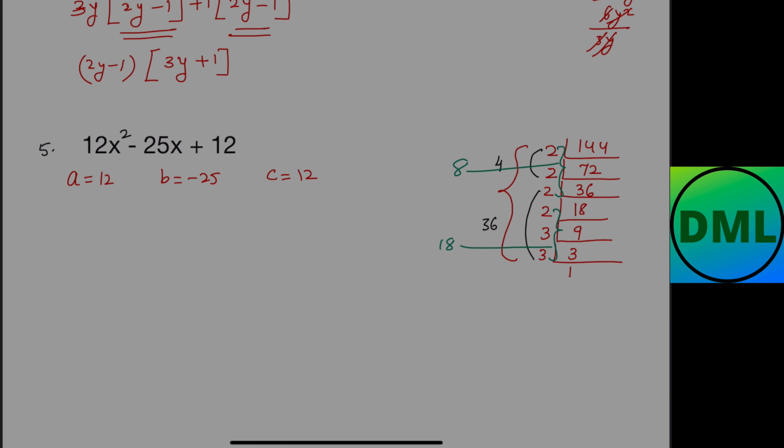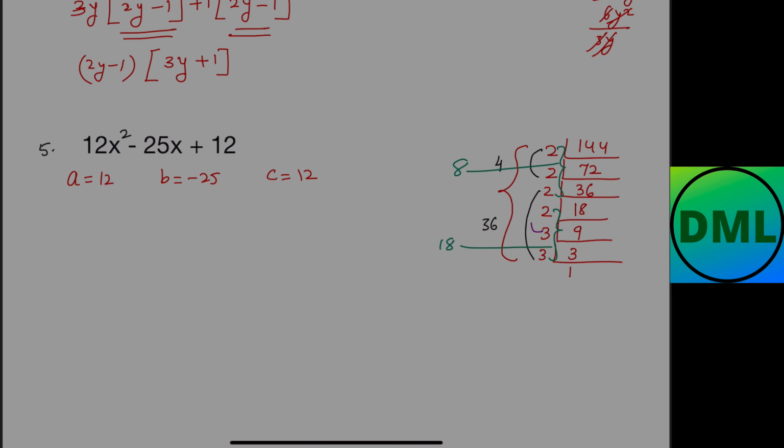But what do I need? I needed negative 25. If I subtract both of them, 18 minus 8, my answer is 10, not 25. That means this combination is also wrong. I have to try a different combination. Let's see a different combination here.